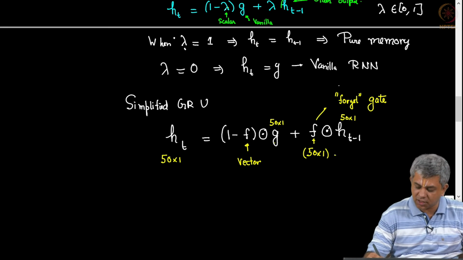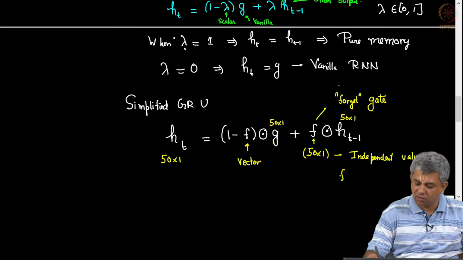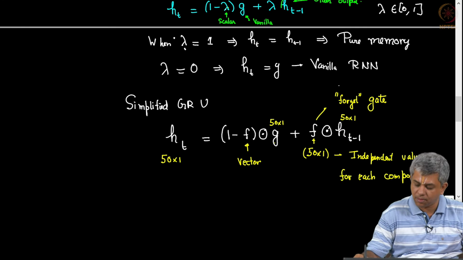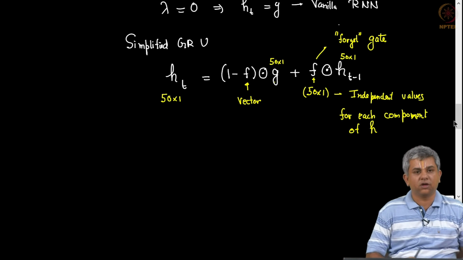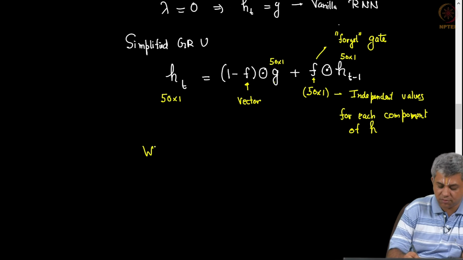So, what this gives us, independent, I will call them valves, for each component of H. That is all fine, but what value of F do we choose?